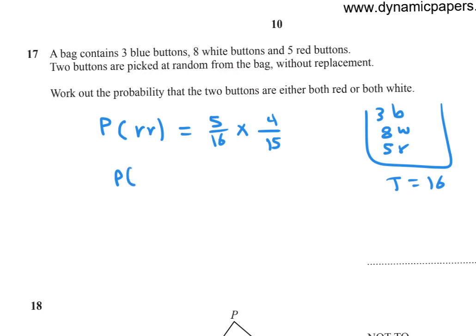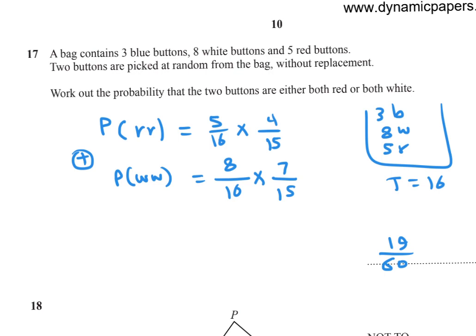Probability of both white. The number of white is 8, so 8 over 16. For the second one, 7 over 15. Then, or means add them. So the answer will be 19 over 60 in the simplest form.